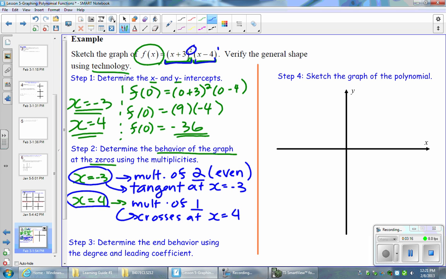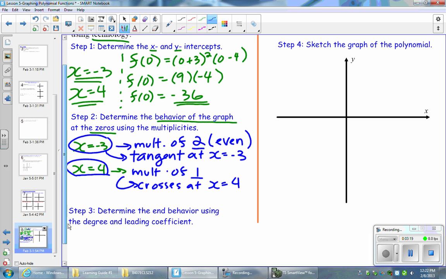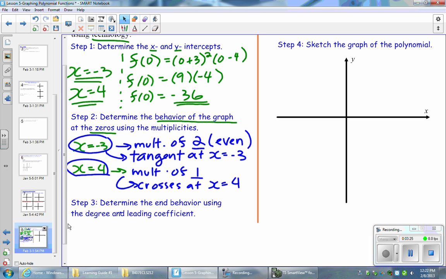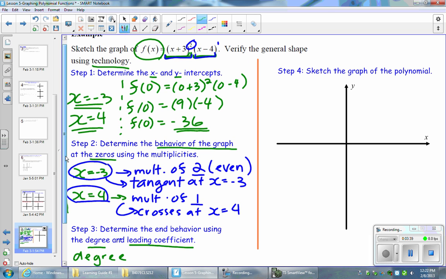Okay, so now that we know the behavior of the graph at the zeros, we can move on to the end behavior of the graph. To find the end behavior of the graph, we have to take a look at two different things. We have to look at the degree of the function and the leading coefficient. So let's identify the degree first. To find the degree, go back to your original function, and as you already know, it's given to you in factored form. And to find the degree of a factored polynomial, you're going to take a look at the powers of each of your factors.